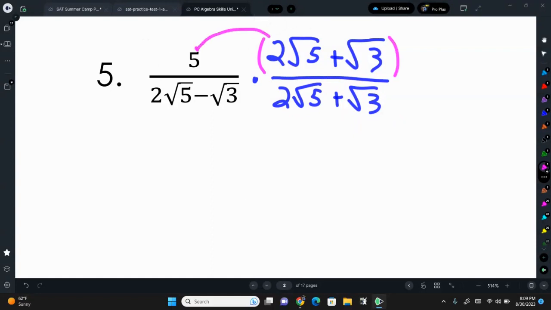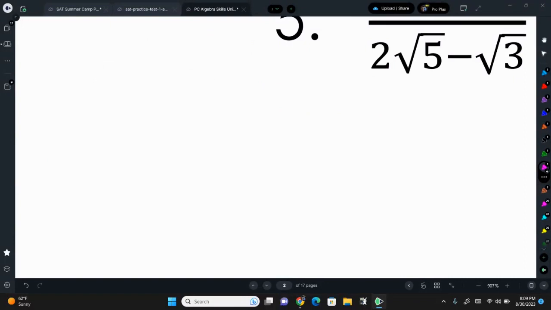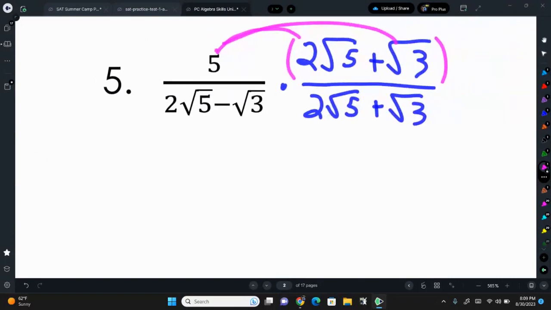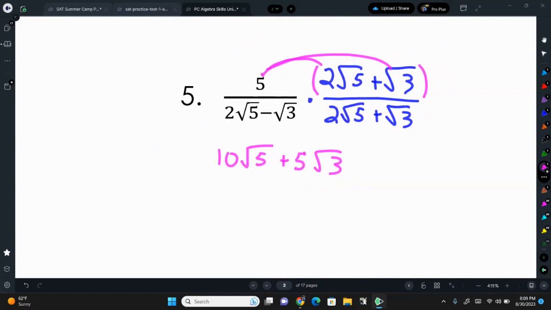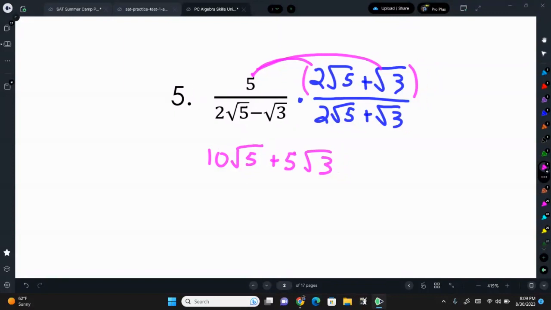So distribute this 5. 5 times 2 is 10. So we have 10 times the square root of 5 plus 5 times the square root of 3. Now, if we could simplify those radicals, we would want to see if we could combine them. But because we have the square root of 5, square root of 3, those are not like terms. You can't simplify them. We leave it just like that.